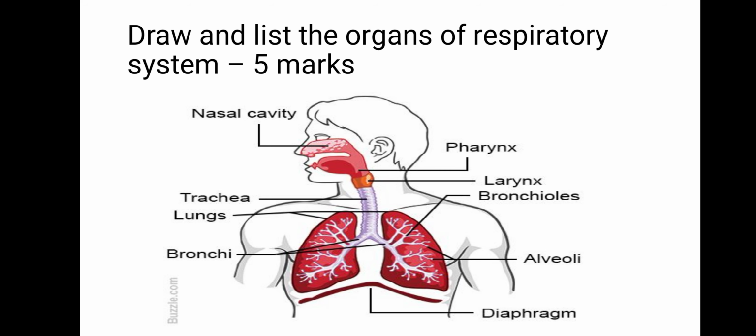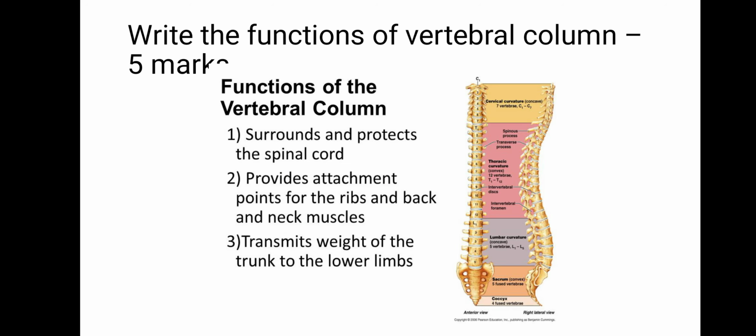Write the functions of vertebral column. The vertebral column, also known as the spinal column, is the central axis of the skeleton in all vertebrates. The vertebral column provides attachments to muscles, supports the trunk, protects the spinal cord and nerve roots, and serves as a site for hemopoiesis. The spine supports your body and helps you walk, twist and move.